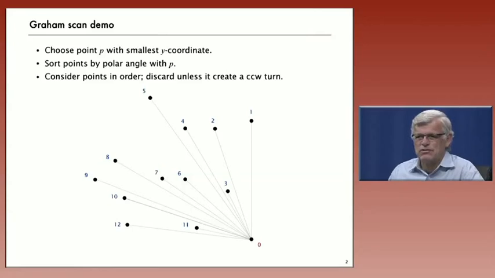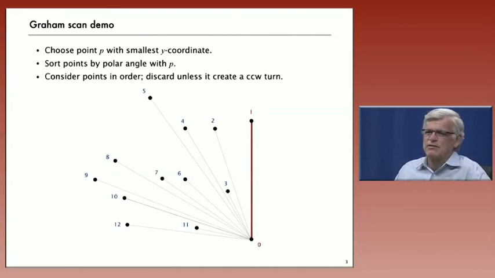And so now we'll just consider those points in order and then take them for the convex hull. At the beginning, 0, 1 is a line that's on the convex hull. So the point with the lowest y coordinate is on the convex hull, and so is the one that has the smallest polar angle it creates with the x-axis.